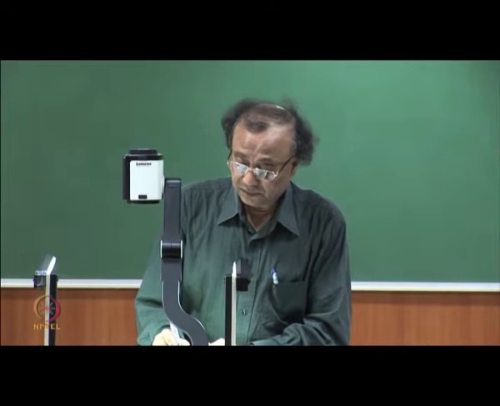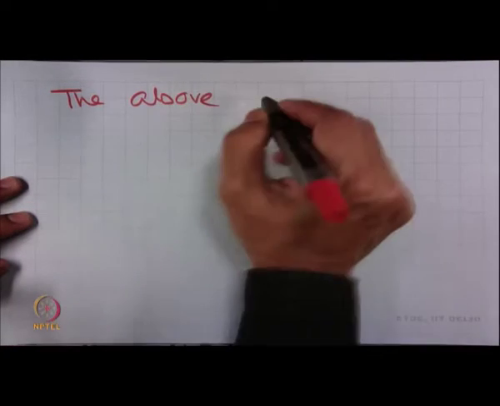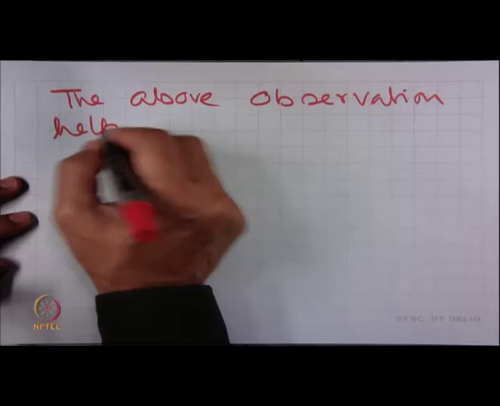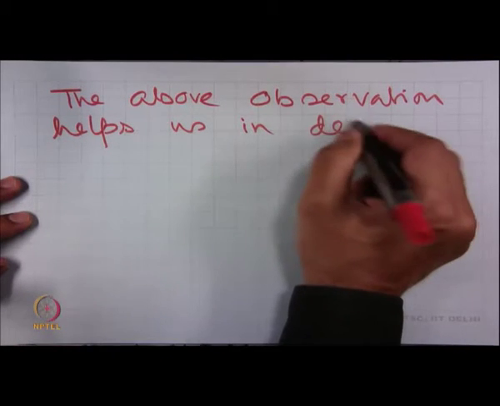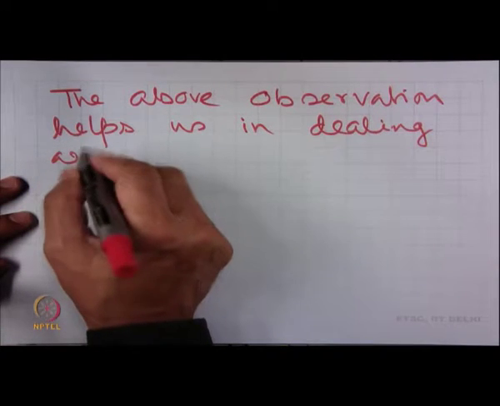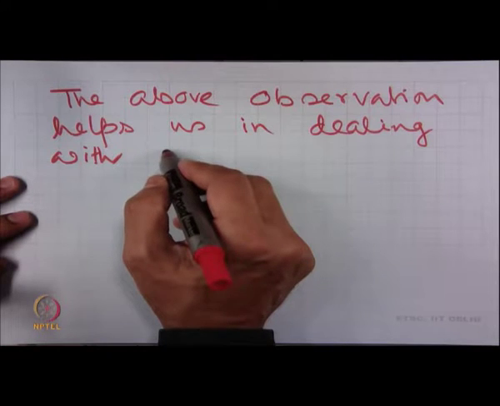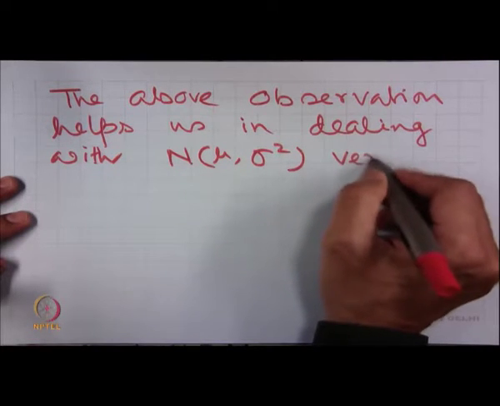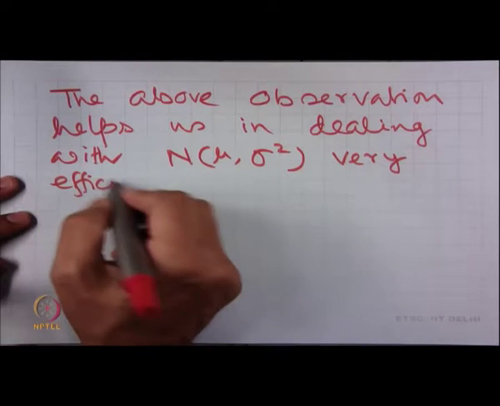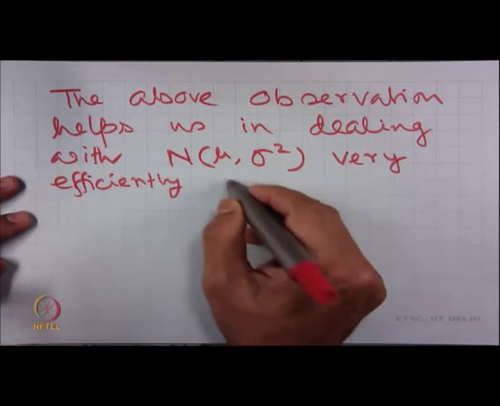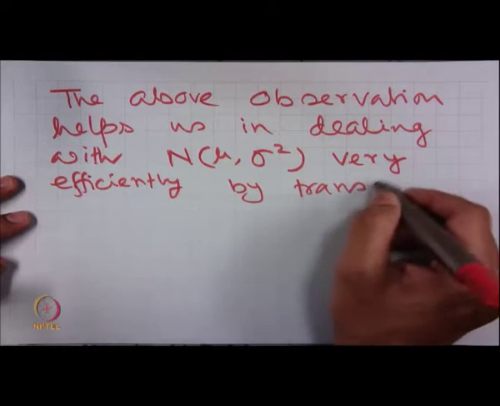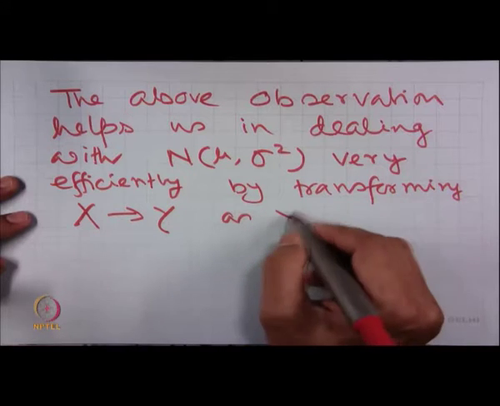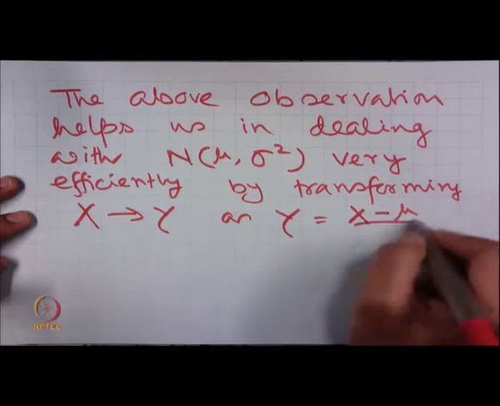The above observation helps us in dealing with normal mu sigma square very efficiently by transforming x to y as y is equal to x minus mu by sigma.